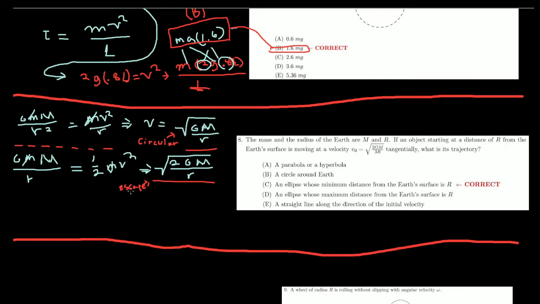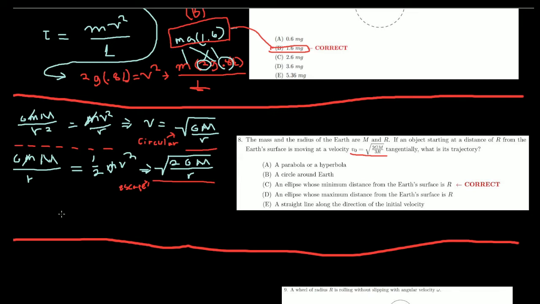Okay, so now we can look at the velocity that's given. v0 equals root 2gM over 3r. Notice how this is less than our circular velocity. So this means it's probably going to be elliptical or something. And then 2gM over r is greater, and that's our escape velocity. So it's nowhere near our escape velocity.